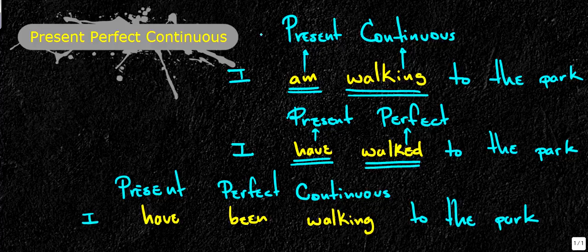So again, we have now two auxiliaries. We have the verb to have and we have the verb to be. The verb to have will be conjugated in the simple present form. The verb to be will be conjugated in the perfect form or the past participle form. And then the main verb, which in this case is to walk, is going to be conjugated in the continuous form or in the gerund form.